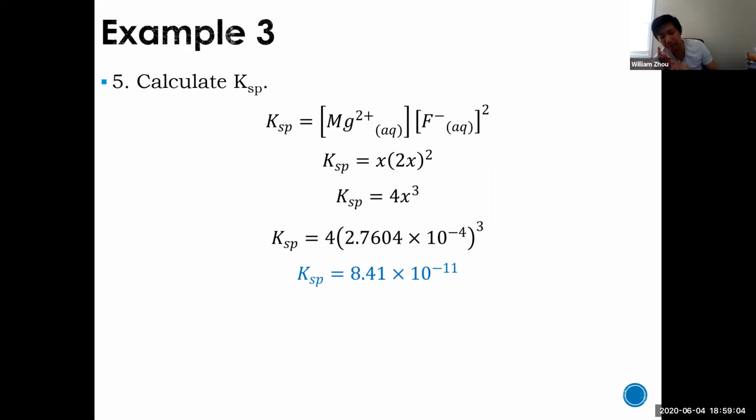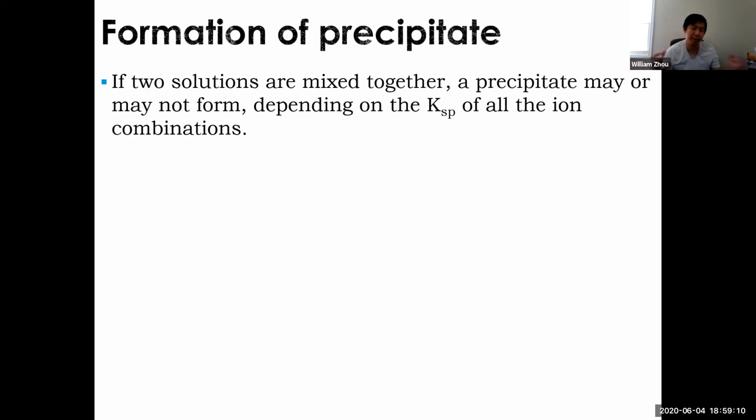All right, so the next part of the lesson will get more complicated because you're involving a mixture of two different solutions now. If you mix two solutions together, you may or may not form a precipitate. It depends on the KSP of the ion combinations. If one of them has really low KSP, then that one is likely to be your precipitate.